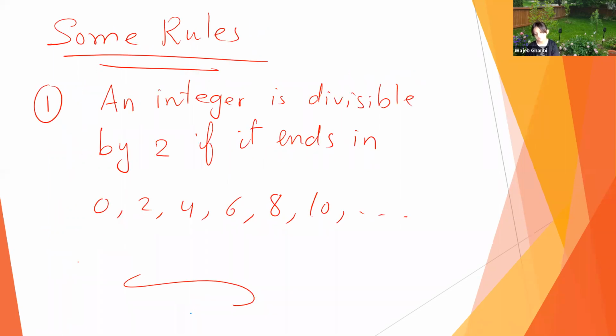Now the first rule of divisibility: an integer is divisible by 2 if it ends in 0, 2, 4, 6, 8, 10, and so on. These are even numbers. Repeat the rule, Maria. An integer is divisible by 2 if it ends in 0, 2, 4, 6, 8, and so on. So it should end in an even number.